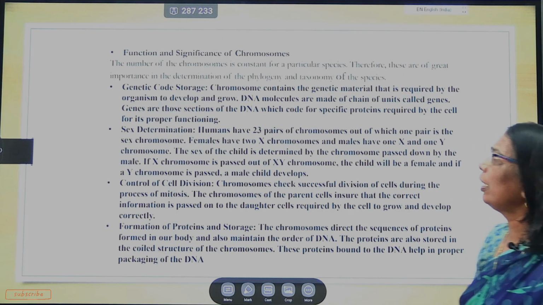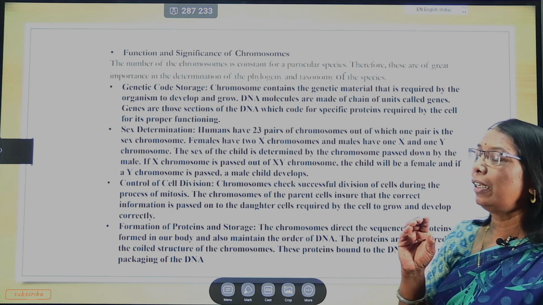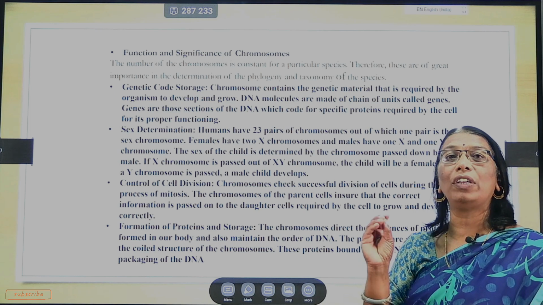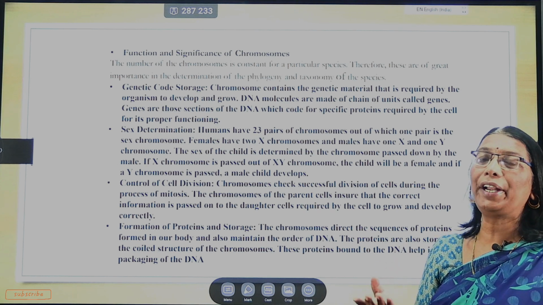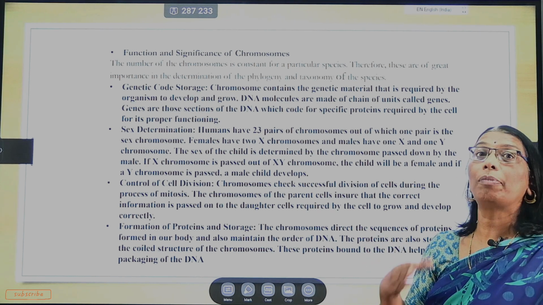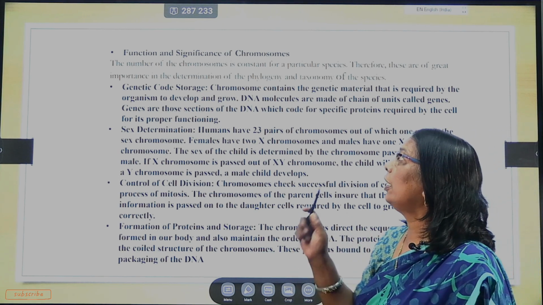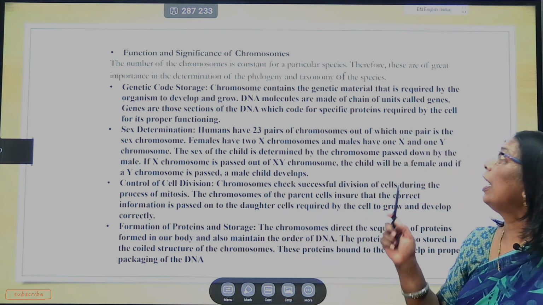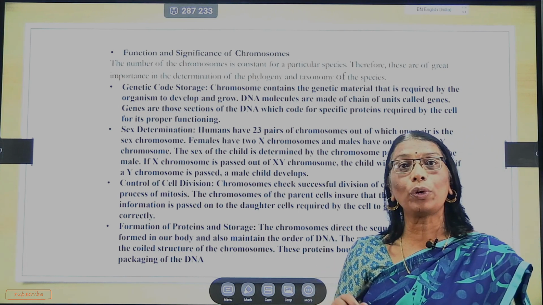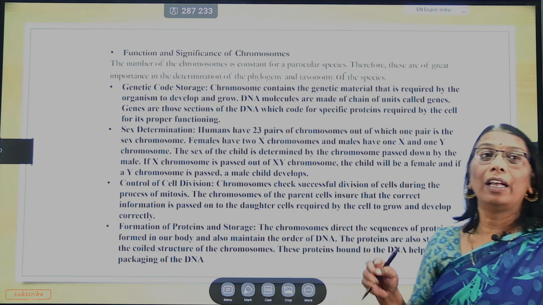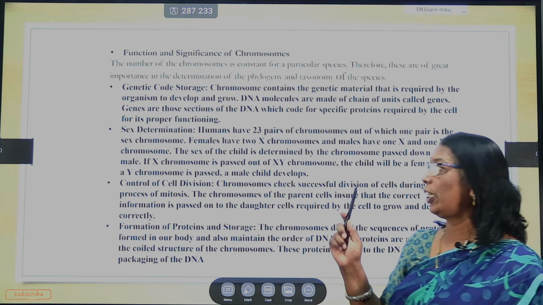Next, the function of chromosomes. Chromosome number is specific in each and every cell. Therefore, it is one of the important criteria for the identification of a species on the basis of the number present in the cell. They are also of great importance in the determination of phylogeny as well as the taxonomy of a species. They are mainly responsible for the storage of the genetic code. Again, the sex chromosome is present in them, therefore they play an important role in sex determination.